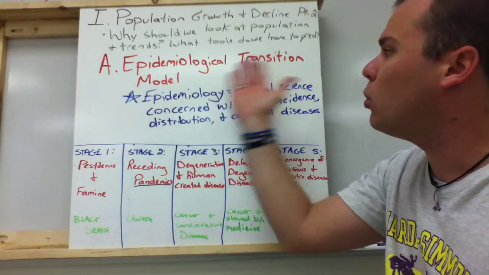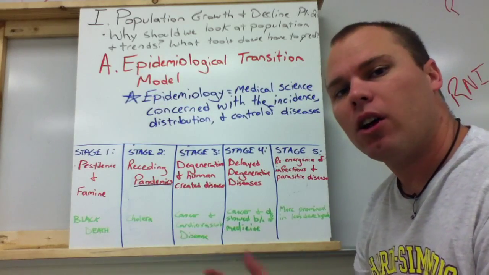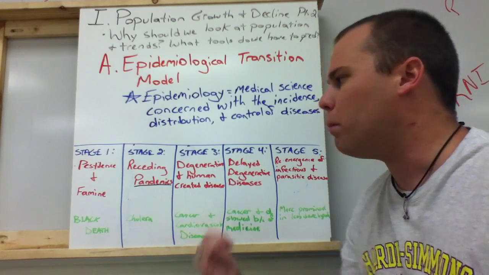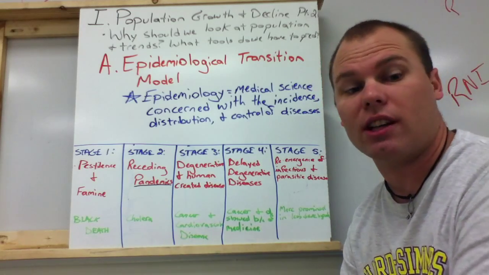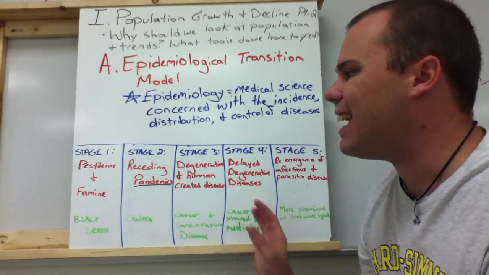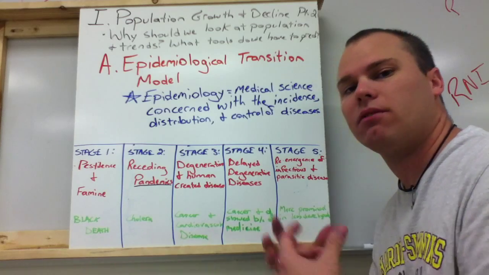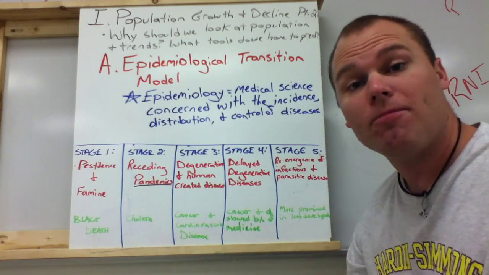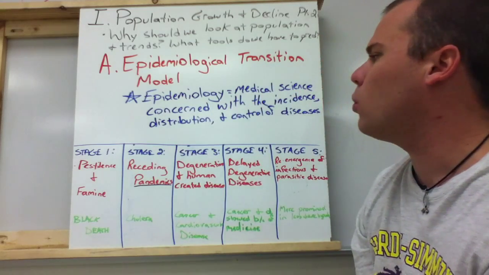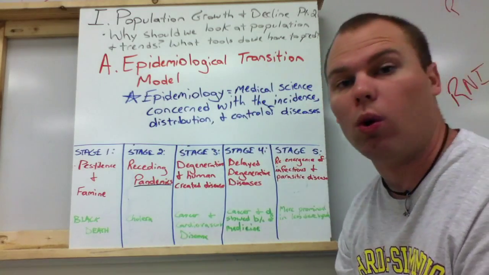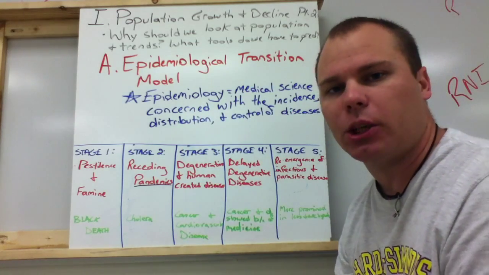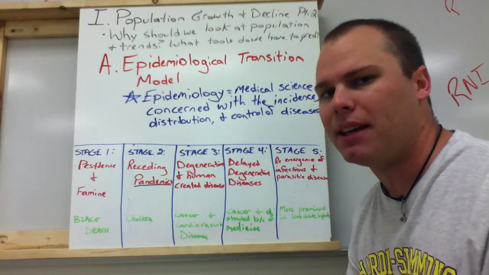The epidemiological transition model, which I have down here, goes hand in hand with part 1, which is talking about the demographic transition model. You can plug this in right alongside the demographic transition model and get a better look at populations and the stages that they are in. These are the different stages of diseases that can be applied to people groups. Epidemiology means the medical science concerned with the incidence, distribution, and control of diseases. Diseases are a huge play on population, because without them, the crude death rate would not be as high.